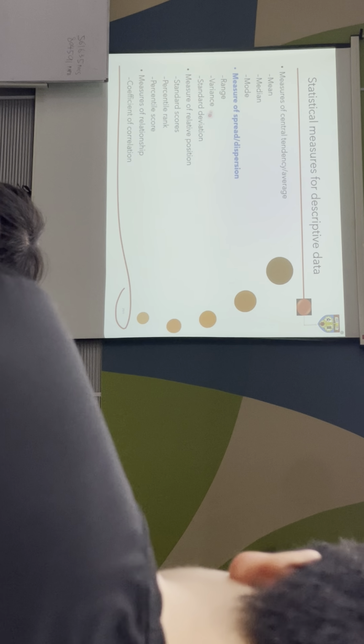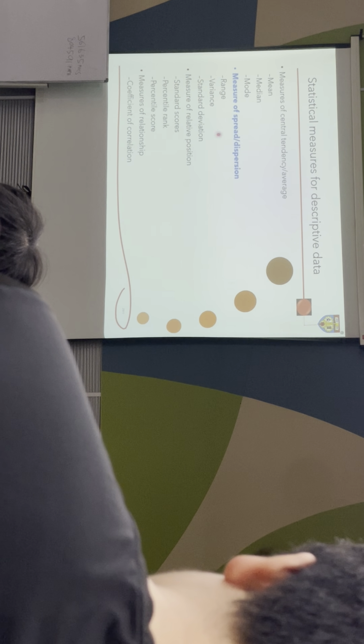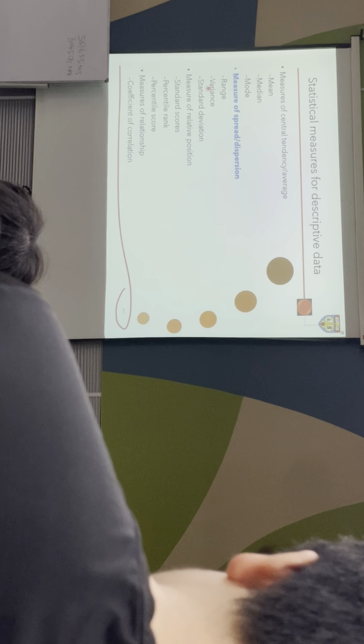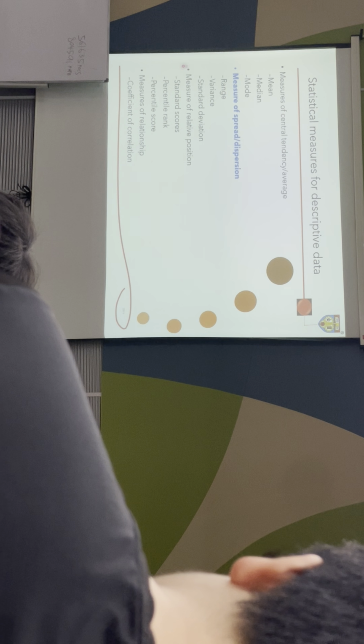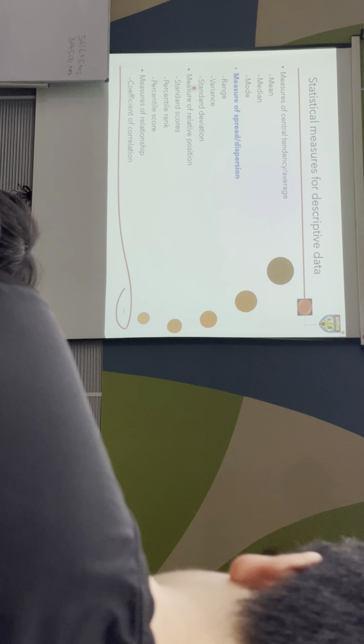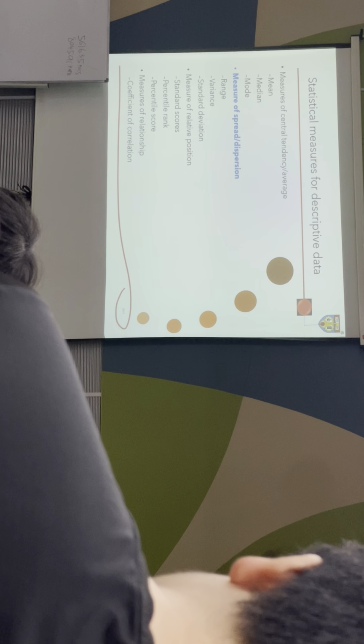Okay, and then we have variance. Variance is one type of measure that you can use to identify the average squared deviation of each data point from your mean. Okay, and then we have standard deviation, which is the square root of your variance.